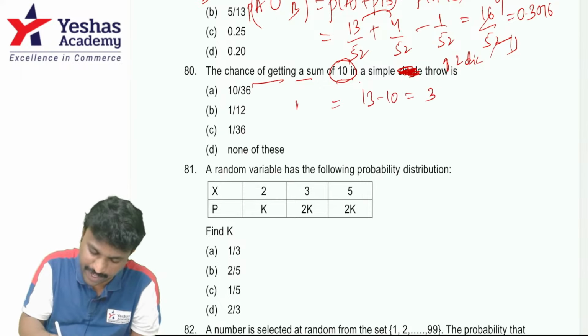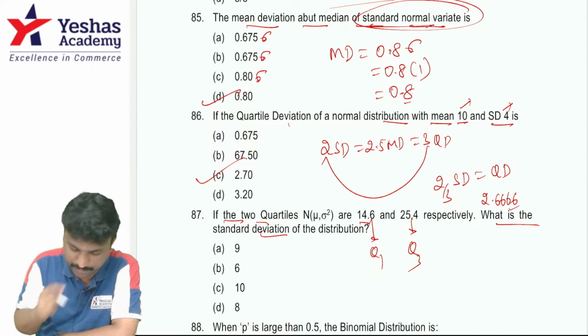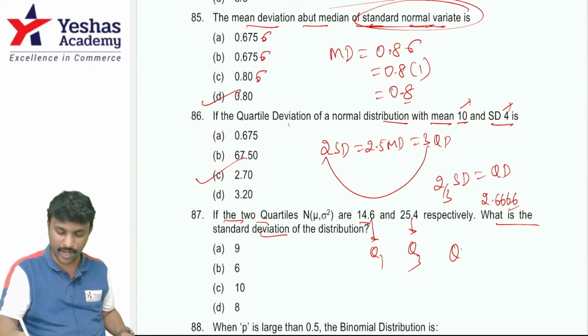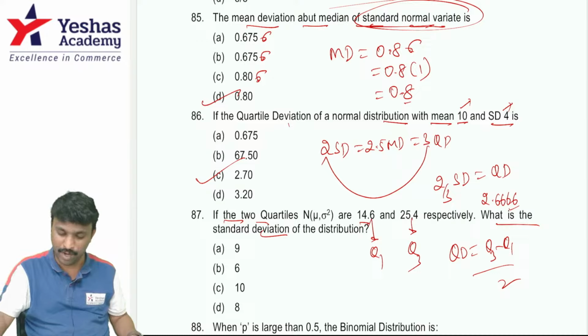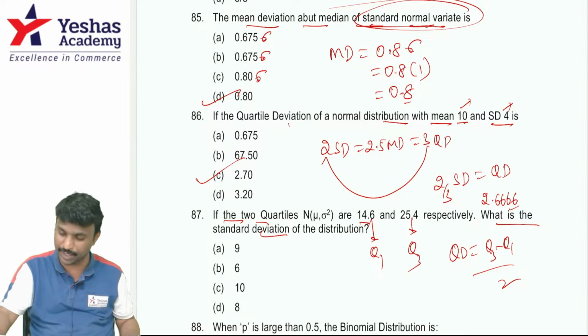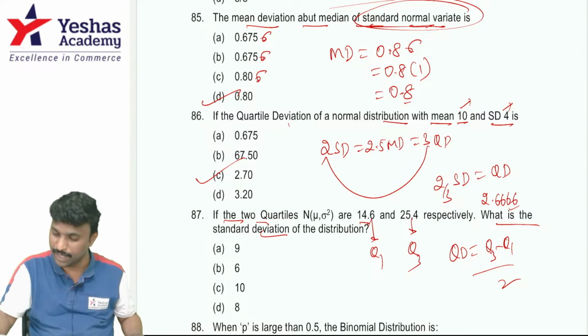If the two quartiles are 14.6, so what is the first quartile? It's Q1, and the next quartile is Q3. What is the standard deviation of the distribution? Yes, using the two quartiles, you can find the quartile deviation, which is nothing but Q3 minus Q1 divided by 2. Quickly, 25.4 minus 14.6 divided by 2, that fetches as 5.4.